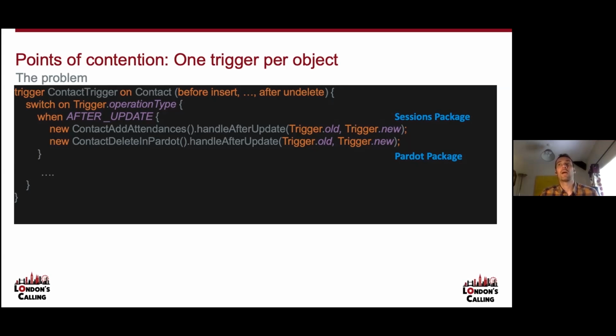So thinking of Rockwire, there are two things here that we might want to do with the contact record. We might want to add attendances when someone joins Rockwire so that they're planning to go to them all. And we might want to do some sort of GDPR thing if their contact information changes, to delete them from Pardot. So naturally, one of those functions lives in the sessions package and one of them lives in the Pardot package. Where can we put this contact trigger? How can we have it refer to both of those classes at the same time?